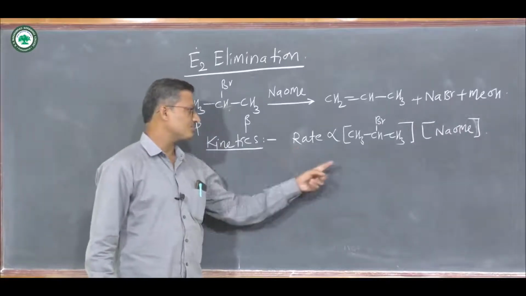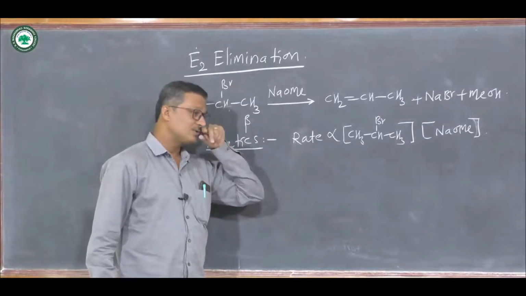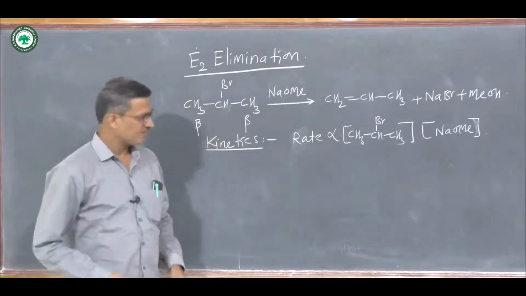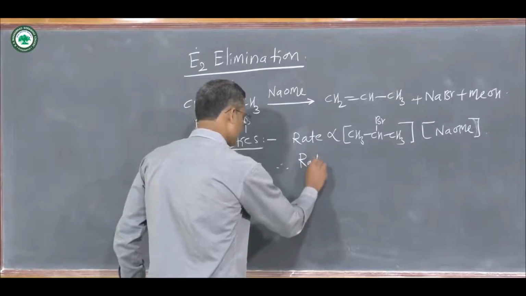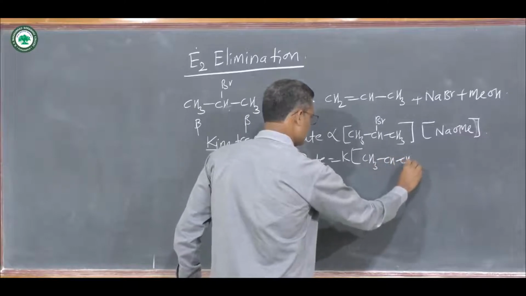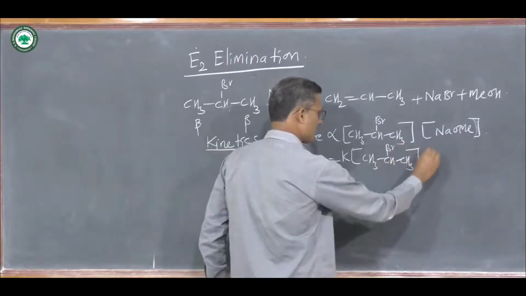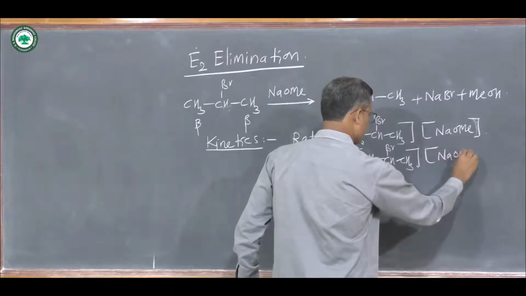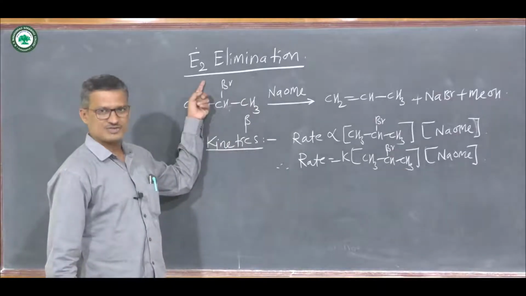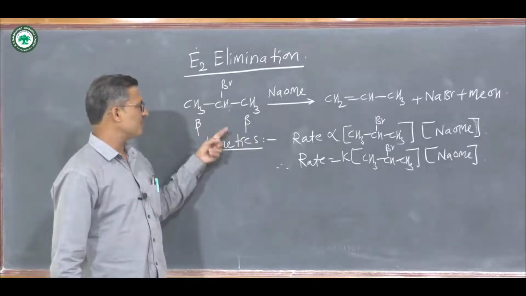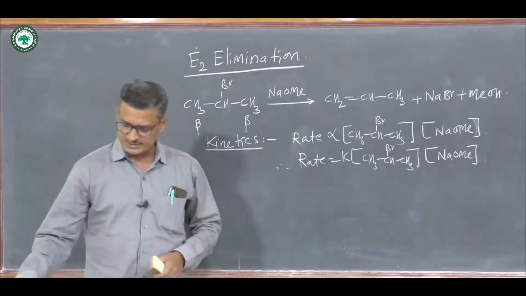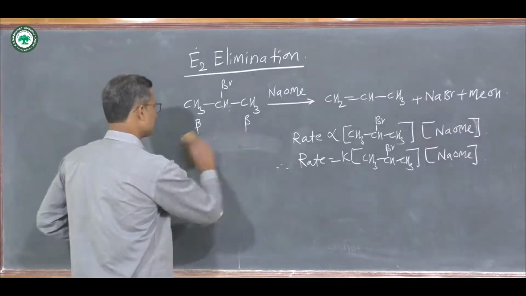Because the rate is directly proportional to the concentration of the substrate, or the 2-bromopropane, and the sodium methoxide as a base, and therefore we write rate is equal to k times the concentration of the substrate times the concentration of the base. So this E2 elimination is bimolecular, second order kinetics, because the rate of reaction is directly proportional to the substrate as well as the base. Once we see the kinetics, then we see the mechanism of this reaction.